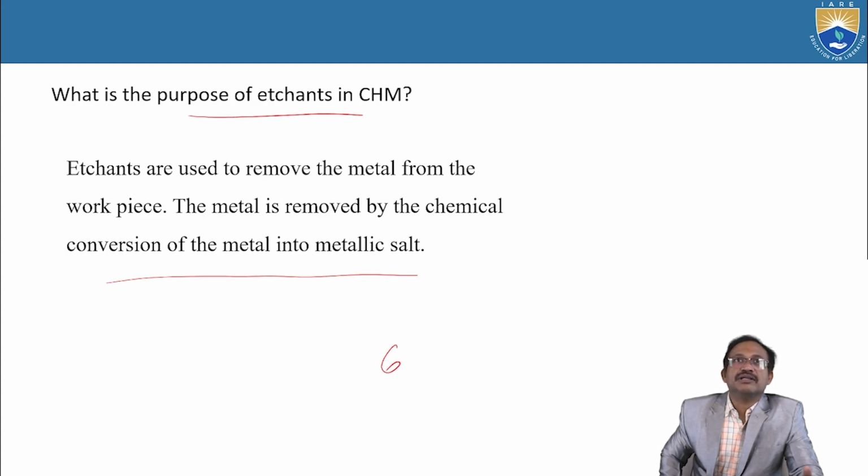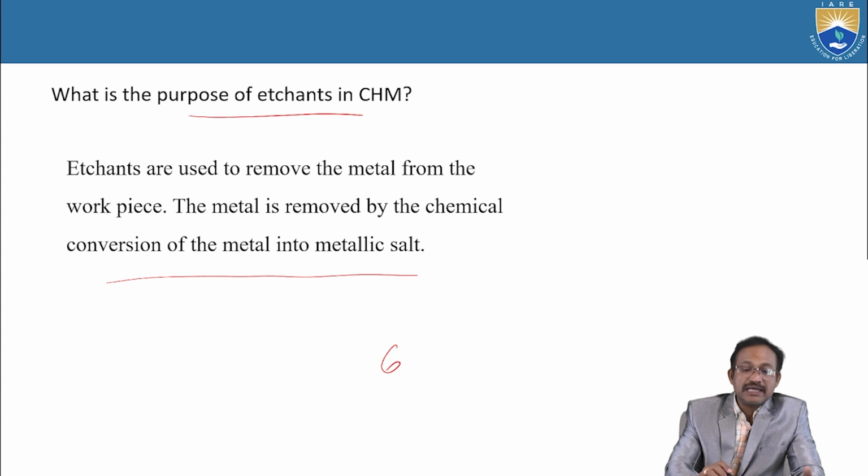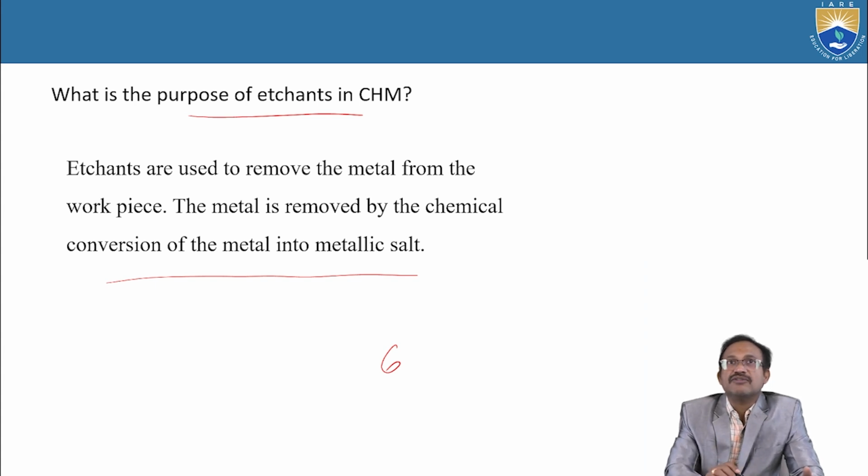One more important point: what is the purpose of etchants in chemical machining? Etchants are used to remove the metal from the workpiece. Etchant is a chemical that is used to remove the workpiece material. The metal is removed by the chemical conversion of the metal into metallic salt. So here the material is dissolved because of the chemical action.